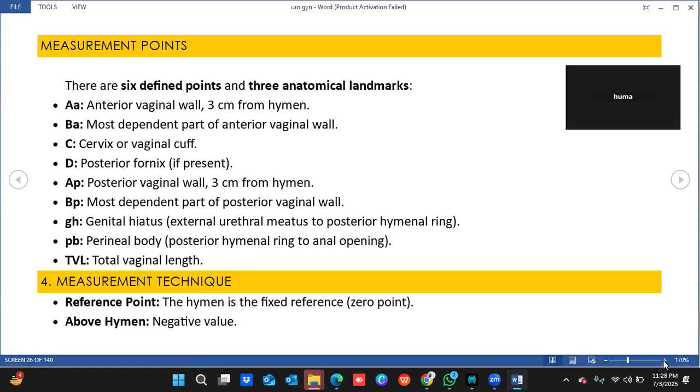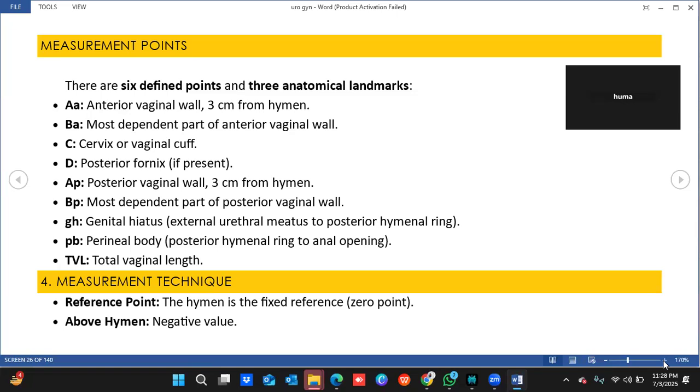Ba is the most dependent part of the remaining anterior vaginal wall, and C is the cervix or the vaginal cuff in a hysterectomized patient. D denotes the posterior fornix, and Ap denotes the posterior vaginal wall, which is again 3 centimeters from the hymen. Bp is the most dependent part of the posterior wall. GH represents the genital hiatus, which is measured from the external urethral meatus to the posterior vaginal fourchette. Perineal body is measured from the posterior vaginal fourchette to the anal opening, and TVL is the total vaginal length.